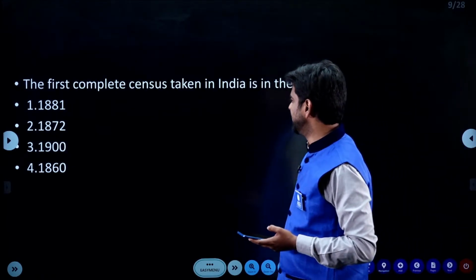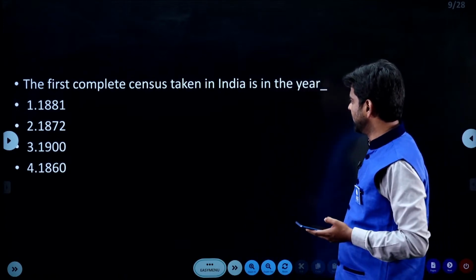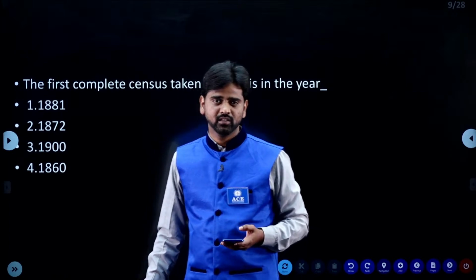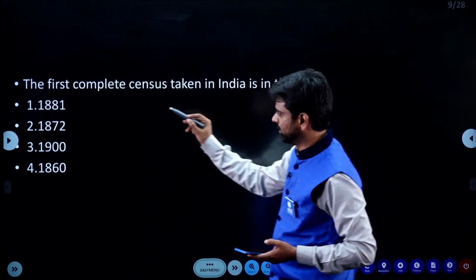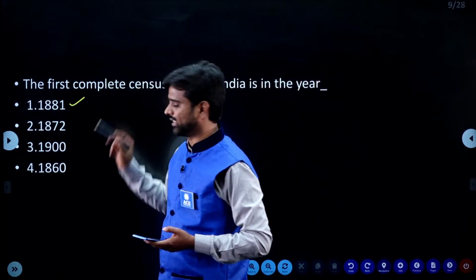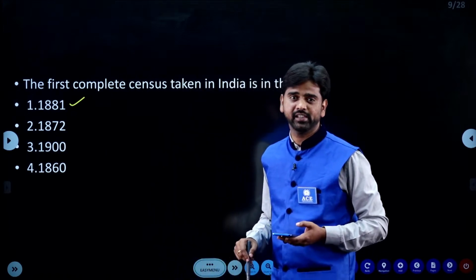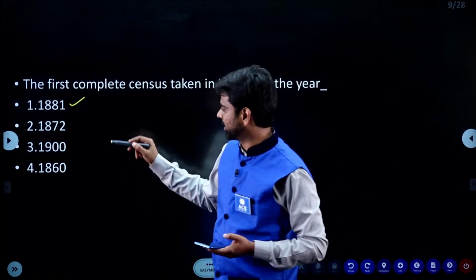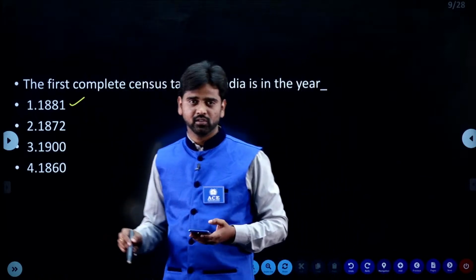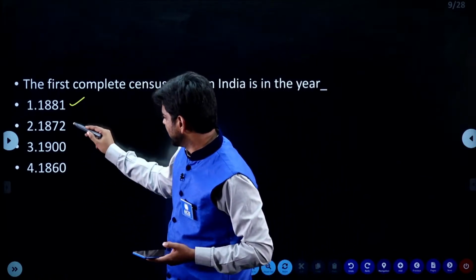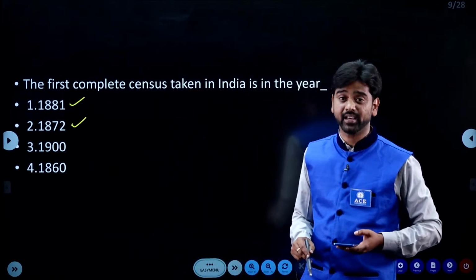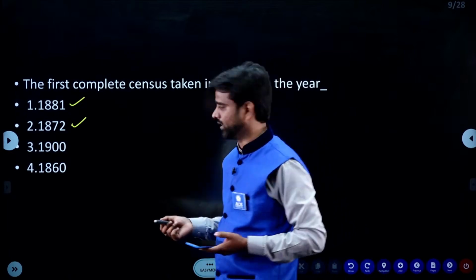The first complete census taken in India is in which year? As you can see clearly, you people already know that the first census was conducted in 1881. The first synchronous census was conducted in 1881. You might be thinking, sir, we have also heard that the first census was conducted in 1872. But I am going to explain here, guys.